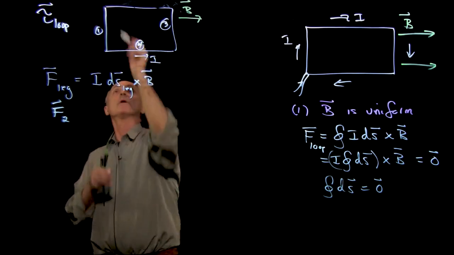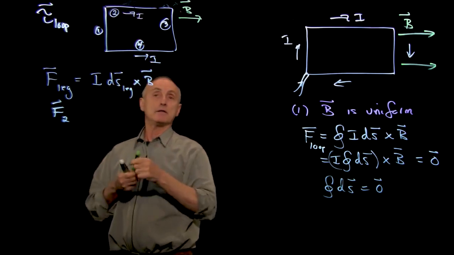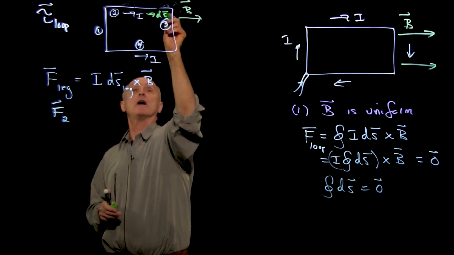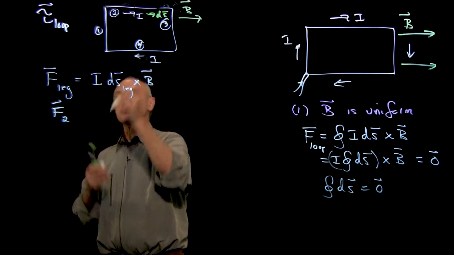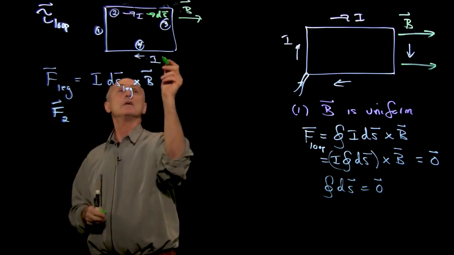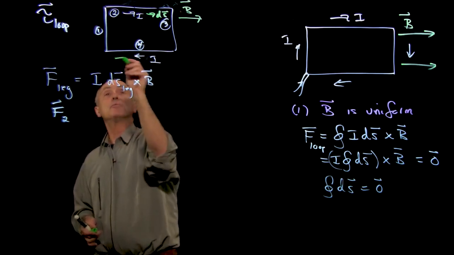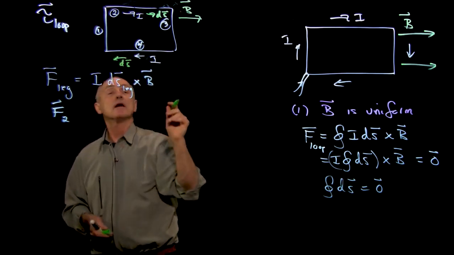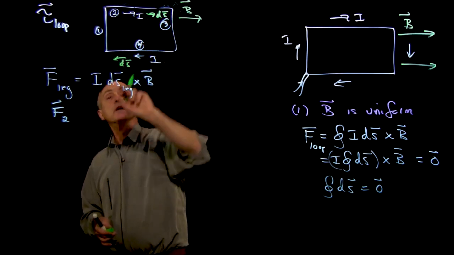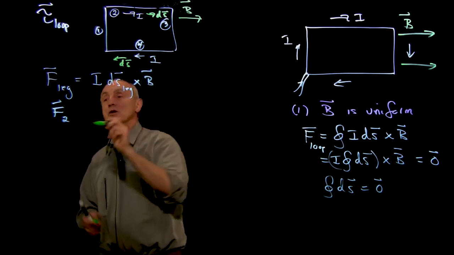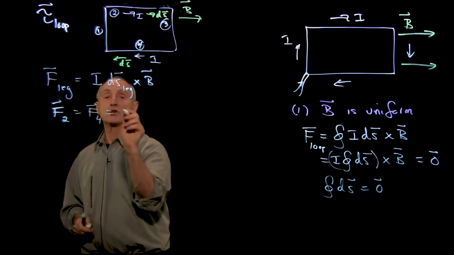So we have leg 2 here. We have the current I, and the ds is pointing in the direction of I. Here, our I is pointing in the opposite direction, and our ds, if we calculate ds going around this loop, the ds is that way. And in both of these legs, the force is 0 because the ds is parallel to B. So the force on leg 2 and the force on leg 4 are 0.